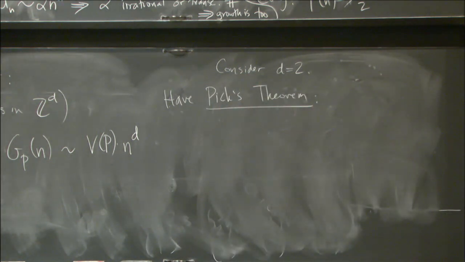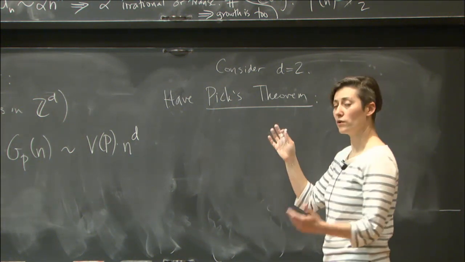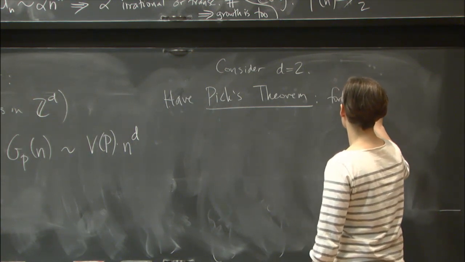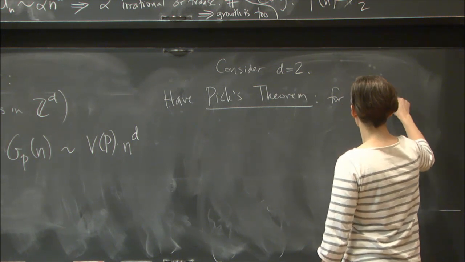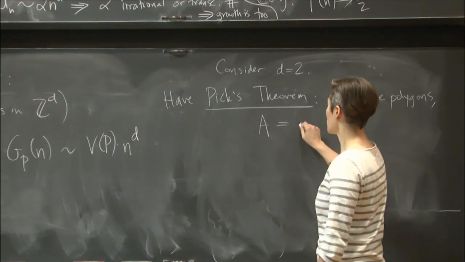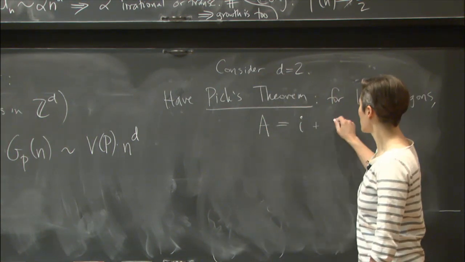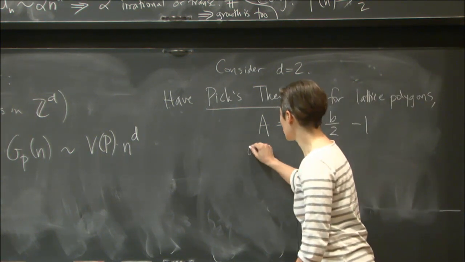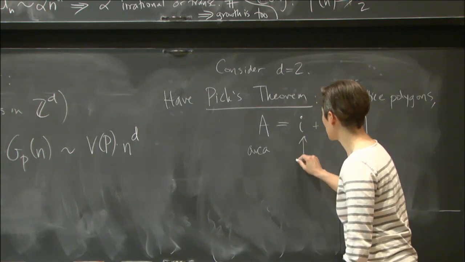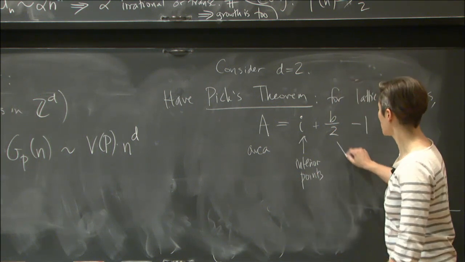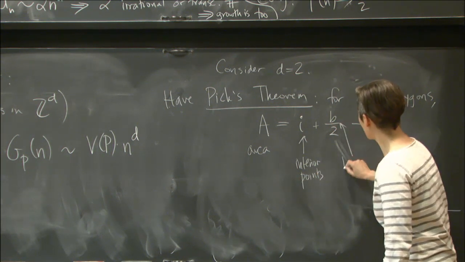I don't know if you've seen this before, and you will prove it this afternoon. But it's a beautiful theorem that only works in dimension 2. And the theorem is that for lattice polygons, the area is the number of lattice points in the interior plus half the number of lattice points on the boundary, minus 1. So A is area, I is interior points, i.e. lattice points. B is boundary.